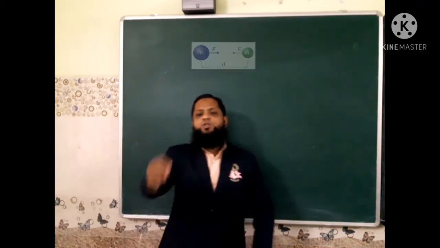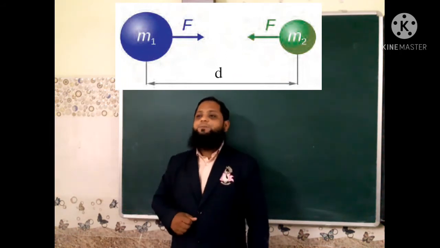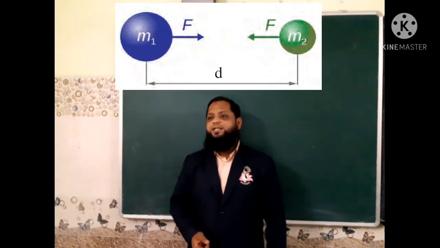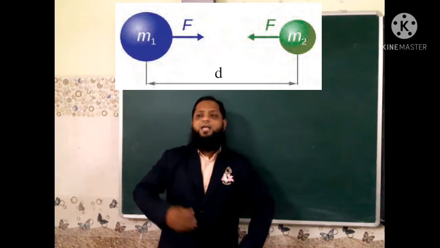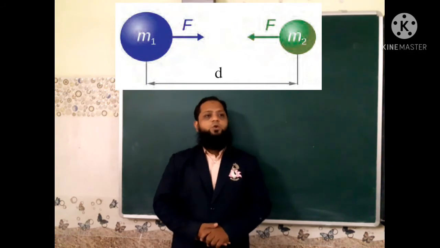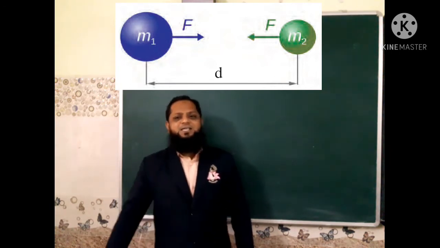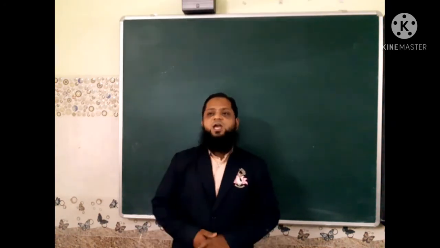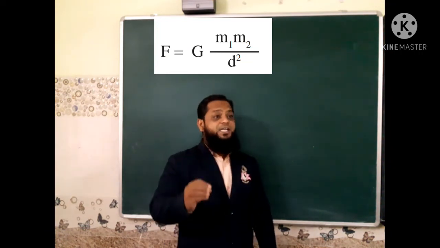Dear children, as shown in the figure, consider m1 as the mass of the first object and m2 as the mass of the second object. So here we are going to consider the two objects, M1 and M2, which are the masses of the first object and second object respectively. Both the objects are kept at a distance from each other. Mathematically, the gravitational force of attraction between these two objects can be written as F = G m1 m2 / d squared.